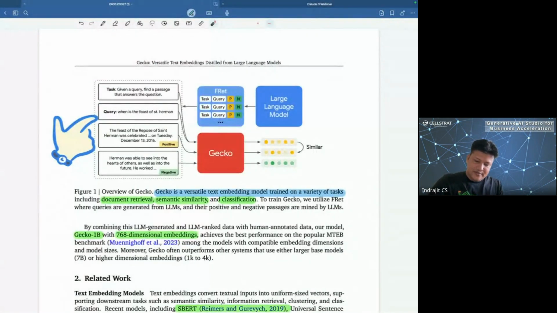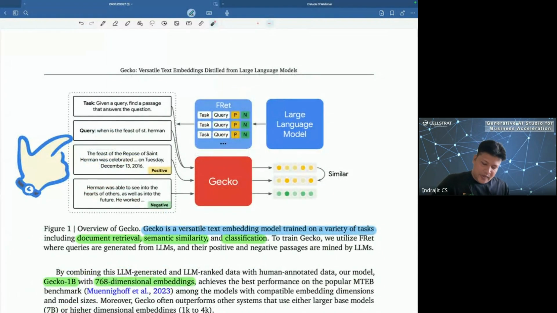If you look at this, it's basically using this versatile text embedding model that is trained on a variety of tasks. Let's say the task is: given a query, find a passage that answers the question, when is the feast of St. Herman? Now we are feeding this to the Gecko model. Similarly, there is a positive and a negative for the answer that we got, and that's what we are feeding into the Gecko model. We can also have multiple tasks, like a sentiment task, classification, document retrieval, and so on.